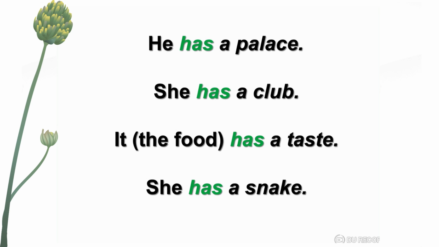He has a palace. Students say palace. It's not palace. Palace. Palace is where the king lives. He has a palace. She has a club. Repeat after me. She has a club. It, the food, has a taste. It has a taste. She has a snake. She has a snake. So this is positive. We are going to see the negative and the question form.